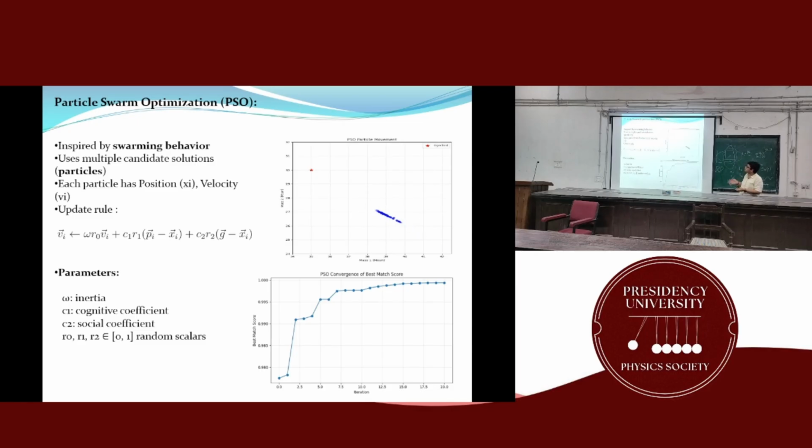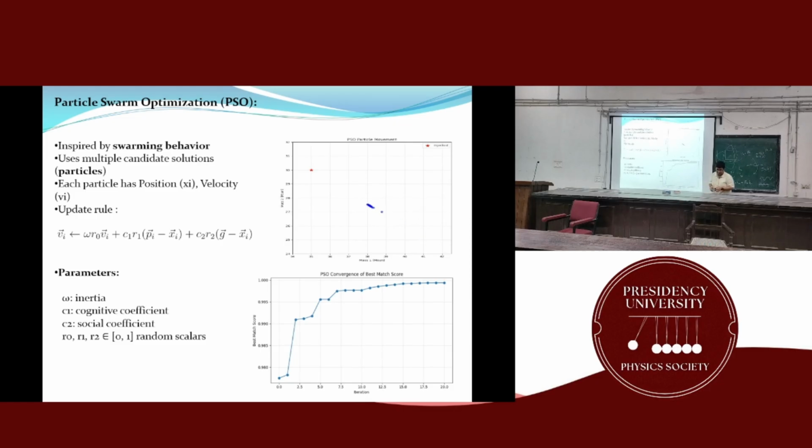Inspired by the swarming behavior of birds going towards a target, like this you can see, we use this formula where vi is the velocity and xi is the position for each particle, w is the inertia, c1 is the cognitive coefficient, c2 is the social coefficient. The inertia maintains the momentum of the particle. The c1 makes each particle reach its best match, and c2 makes each particle know the best match attained by every particle.